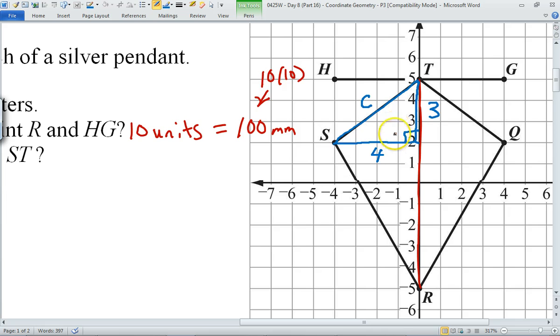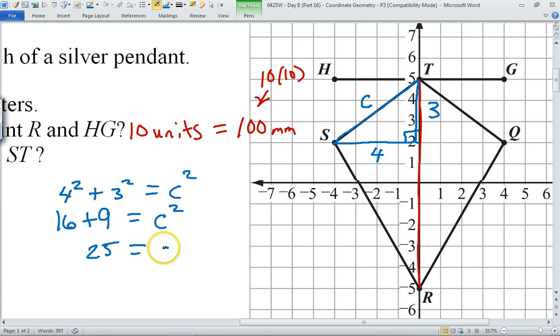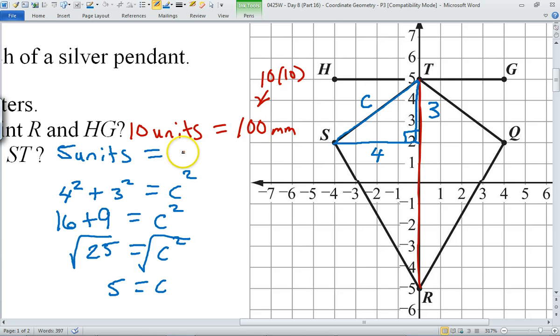If you would not have known that, then you would need to solve the Pythagorean theorem. So you would go, a squared plus b squared equals c squared. That would give you 16 plus 9 equals c squared. So that's 25 equals c squared, square root. Therefore, c is equal to 5. Okay, so that's 5 units, which equals how many millimeters? That's 50 millimeters. Again, we had to multiply by 10.